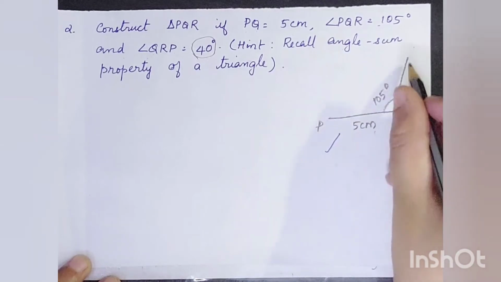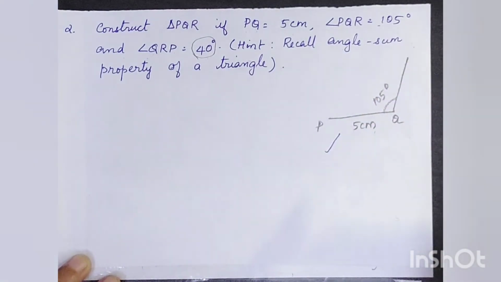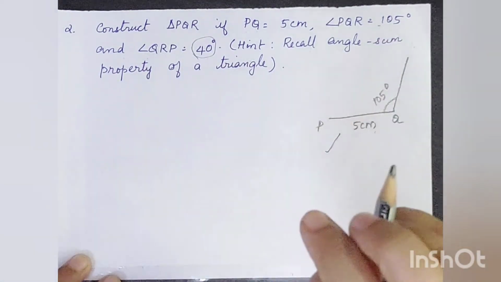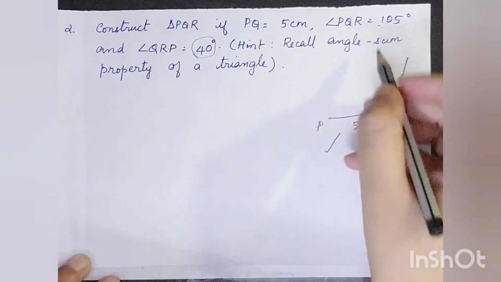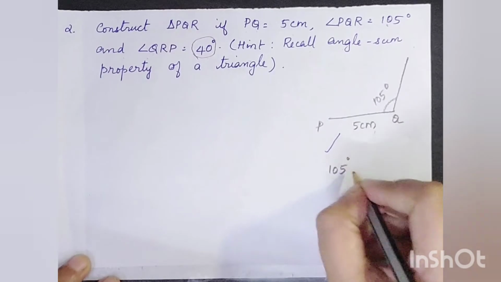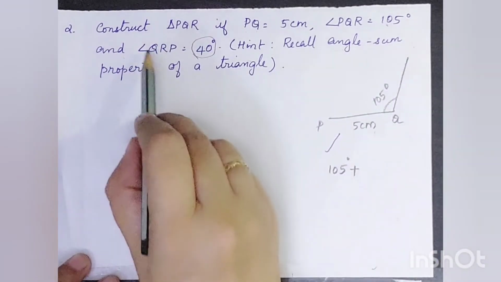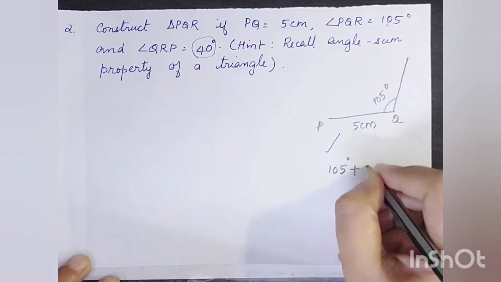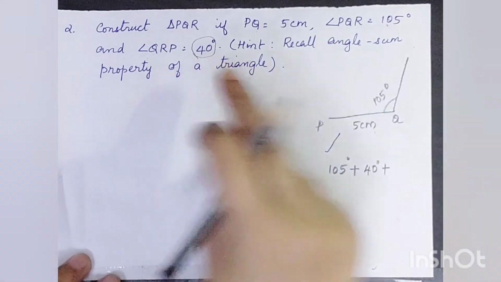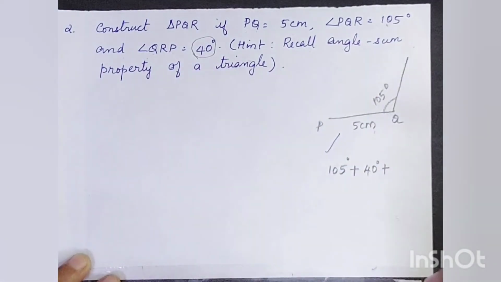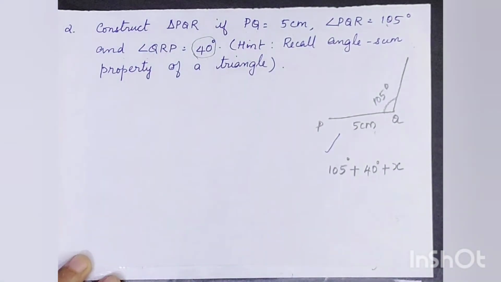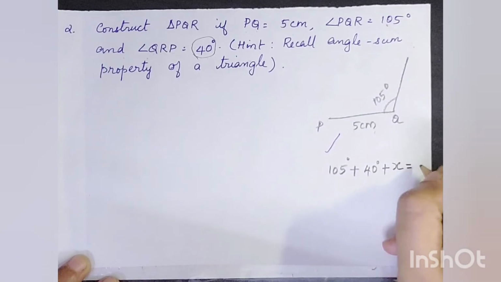So how do we find this angle P? We know that the sum of all angles of a triangle is equivalent to 180 degrees. They have given two angles here, right? We have to find out the third angle. So angle PQR, that is 105 degrees, plus the other angle they have given, angle QRP, which is 40 degrees, plus the third angle, angle QPR, which we have to find. Let that be X, is equivalent to, how much is the total?